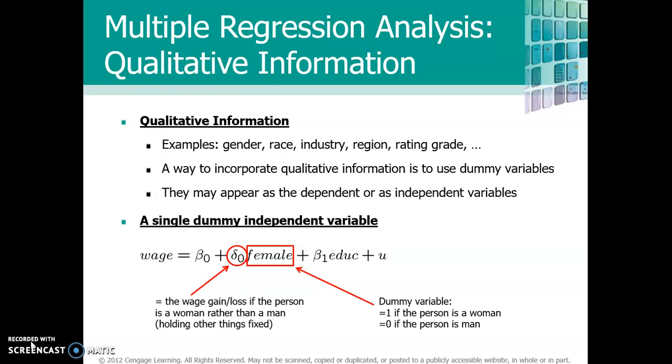Now, one way to incorporate such variables is by creating dummy variables. Dummy variables are variables that can take a value of 0 or a value of 1, and these variables can appear as a dependent variable or as an independent variable. We can start with a single dummy independent variable, where we estimate a wage equation with female as a qualitative variable, such that it will take a value of 1 if a person is a woman, and a value of 0 if a person is a man.